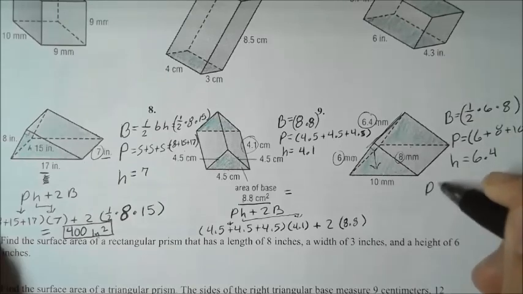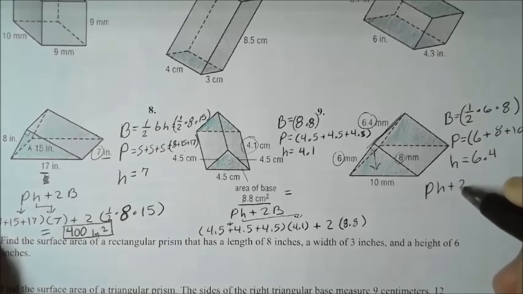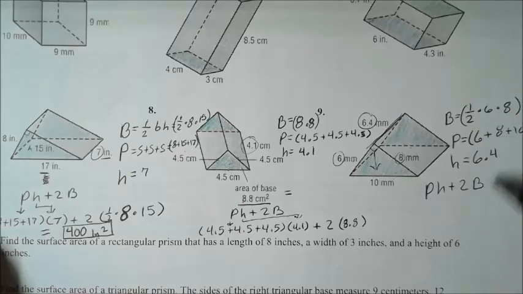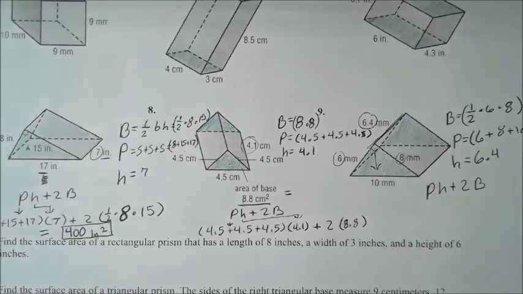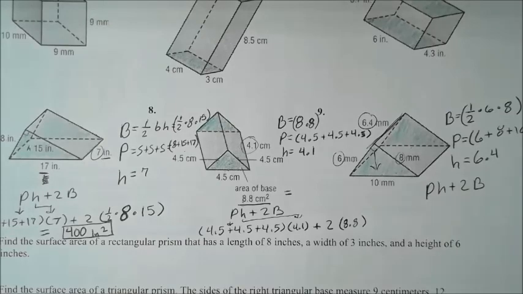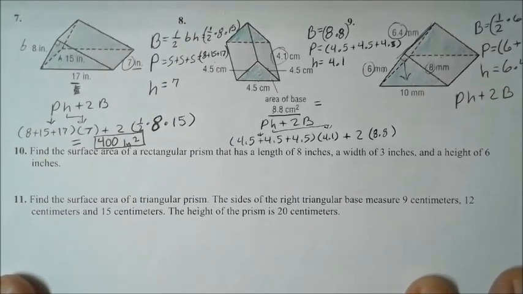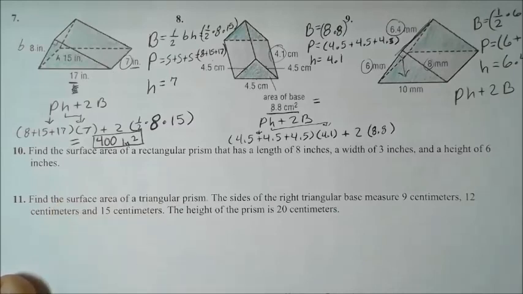So now, use your formula, Ph plus 2B. I'm going to let you plug these numbers into the formula, solve it, and write your answer. Once you get done with number 9, I do want you to complete the word problems, number 10 and number 11, on your own. Be sure to draw the picture of what they're telling you, and that'll help you determine what the values are.